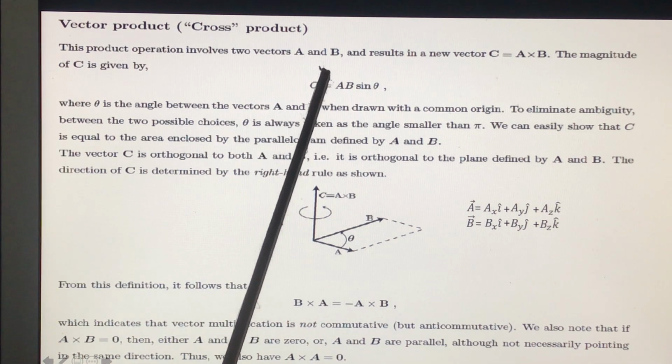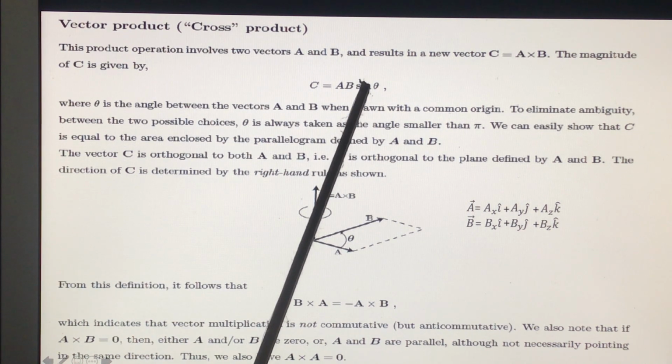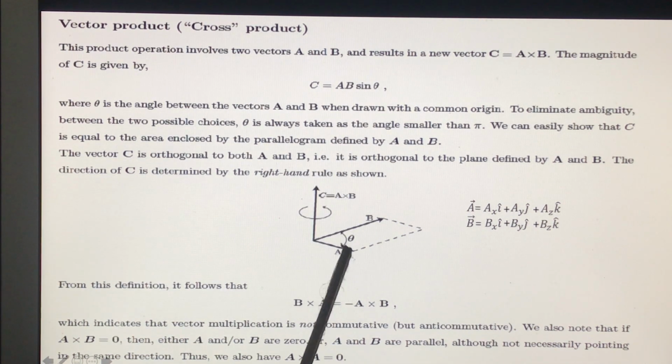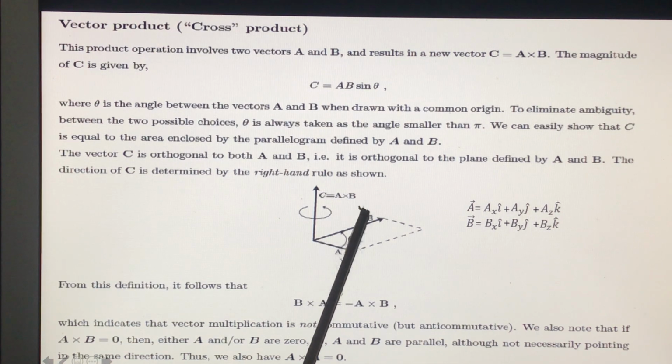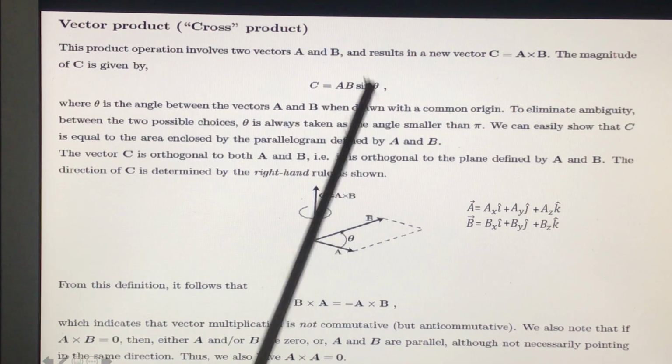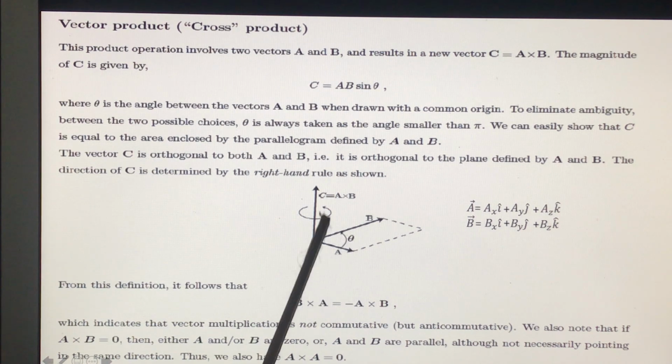Okay, and their magnitude is AB sine theta, the angle between these two vectors. You see, A and B have an angle theta between them, and therefore their magnitude will be modulus of A into modulus of B into sine theta, and their direction is perpendicular to the plane containing A and B. Okay, so this direction we can also find from the right hand thumb rule.